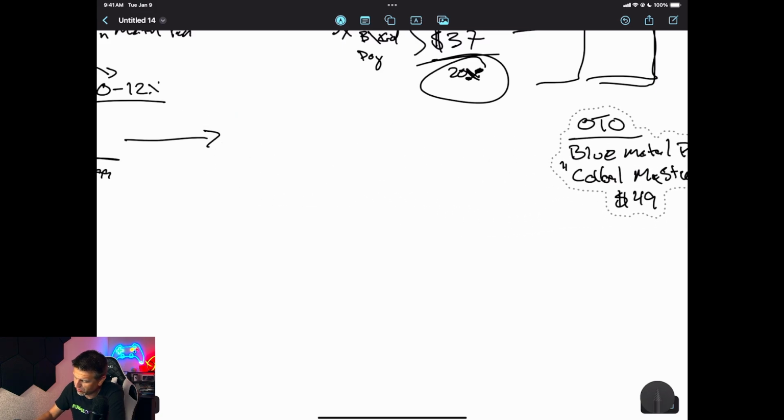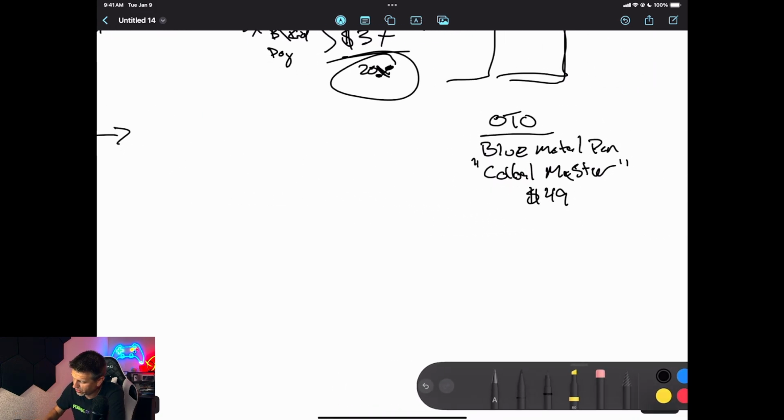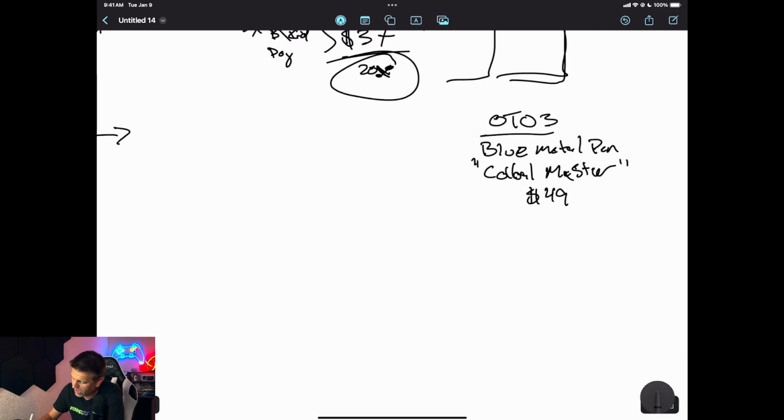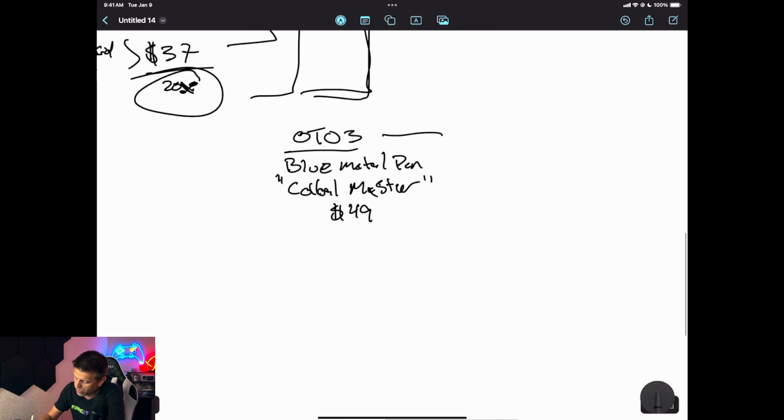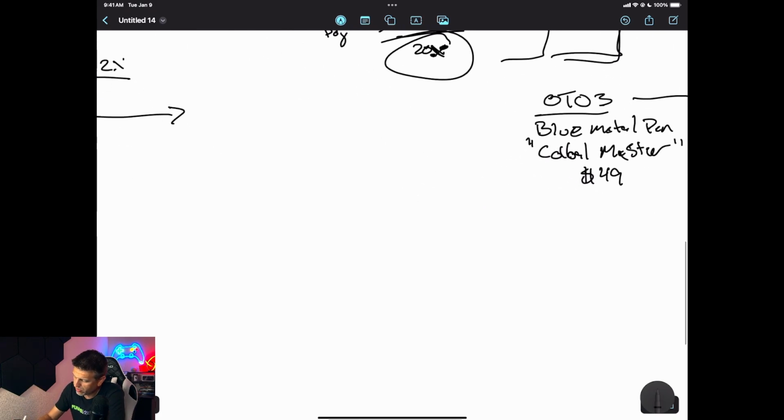I'm going to move this over here because that is actually OTO, usually OTO number 3, okay? This was actually OTO number 3. I would sell and I would actually go really far with this. I'd have lots of OTOs. So I'd do the blue metal pen and then I would do the pink, okay? And that one would be $49 as well, because maybe a girl was in there, or a guy's buying it for his girl, or maybe the guy just likes pink. So that would be these other OTOs.